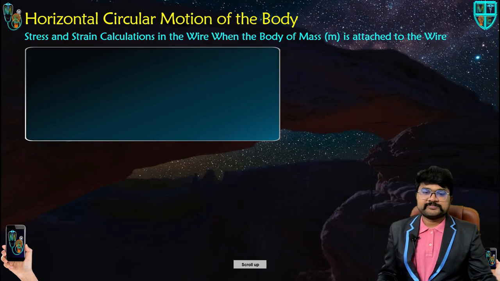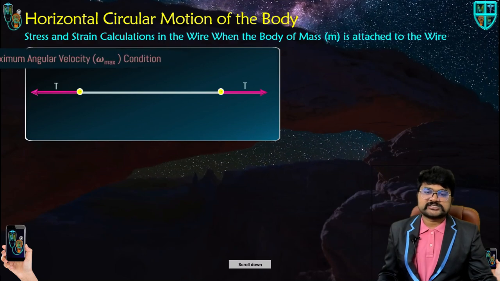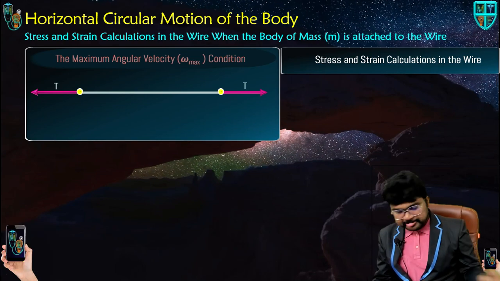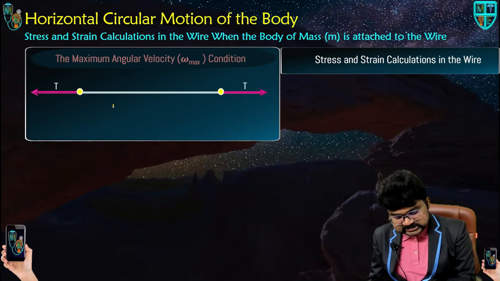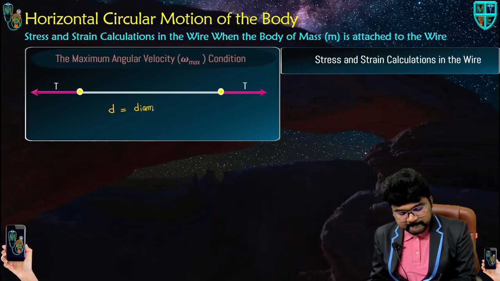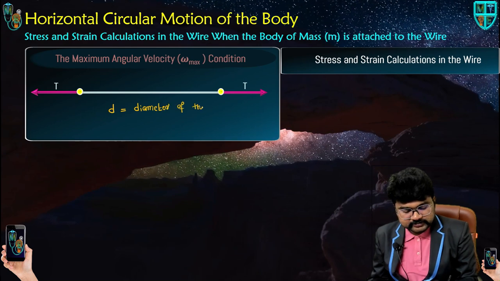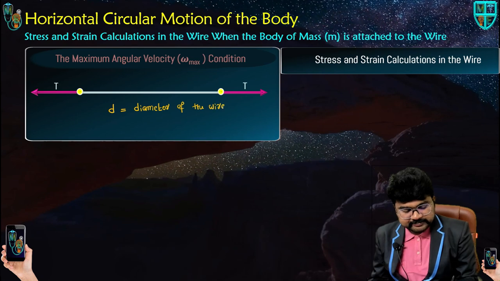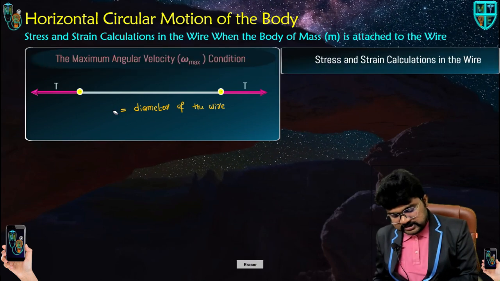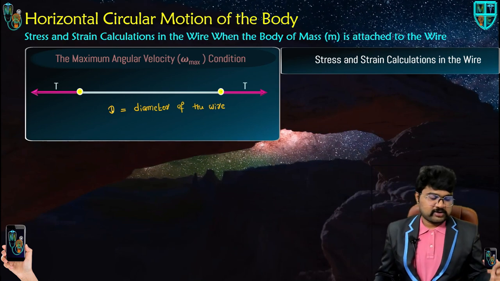So I want to tell you this. This is the wire. Tension in the string is acting as a tensile force. Here I want to take D as the diameter of the wire. Capital D, in order to avoid confusion.